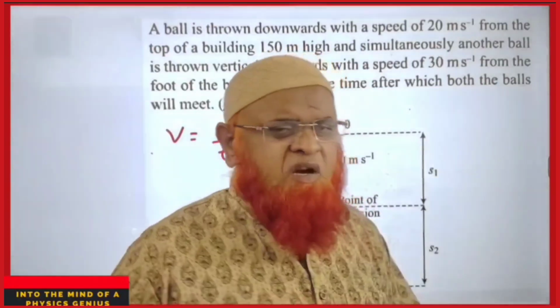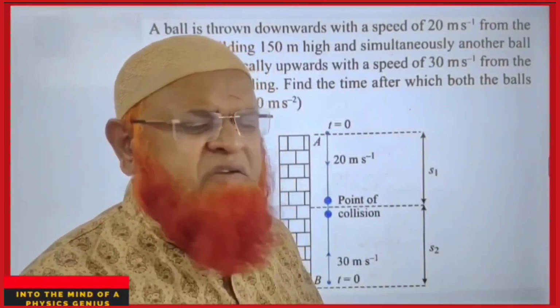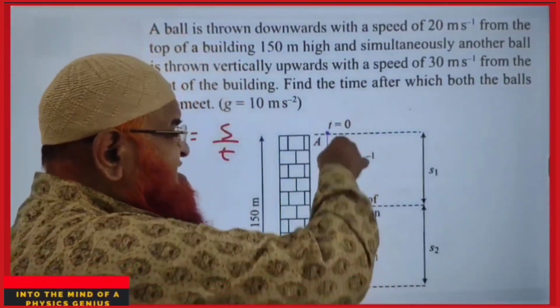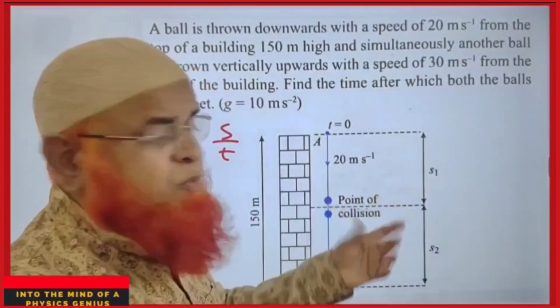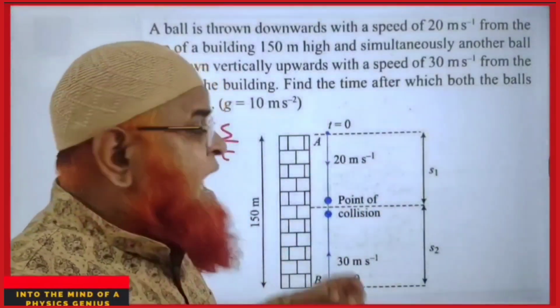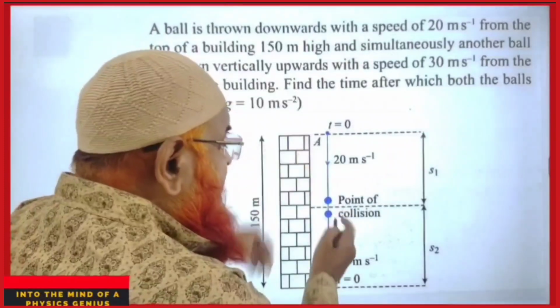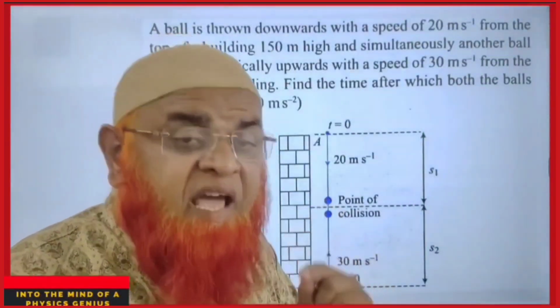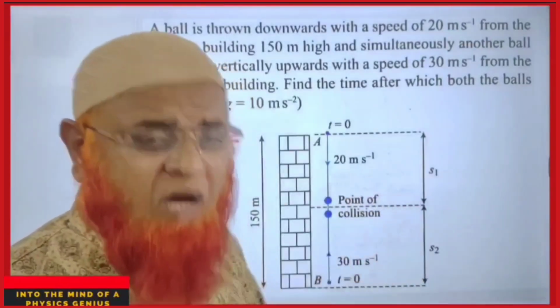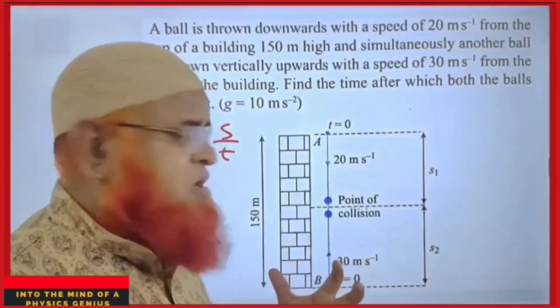Dear students, a beautiful shortcut I am going to explain today. A ball is thrown downwards with a speed of 20 meters per second. A ball is thrown upward with a speed of 30 meters per second. After a certain time they will collide. This is the point of collision. How much time will they take to collide? That is the question actually. For that I have a shortcut.